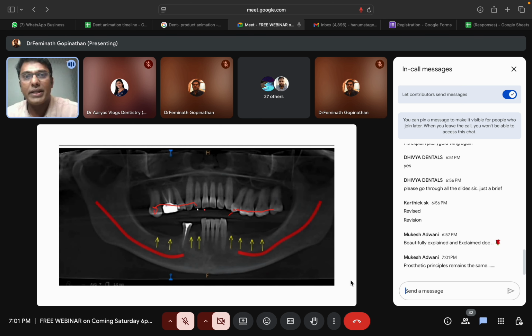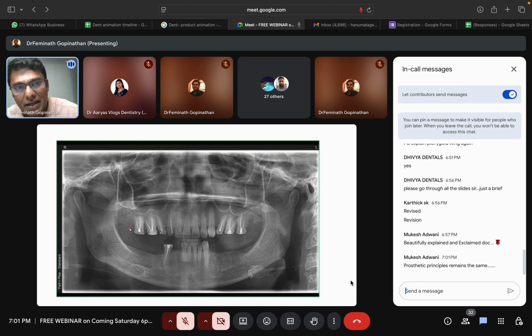Now here in this case, it was rehabilitated and the plane correction was done like this. I had advised to cut this down, because if you see, this will be the ala-tragus line. Prosthetic principles remain the same for implants as well. But more often than not, I've seen many bridges being placed without correcting this plane of occlusion. Prosthetic principles remain the same.